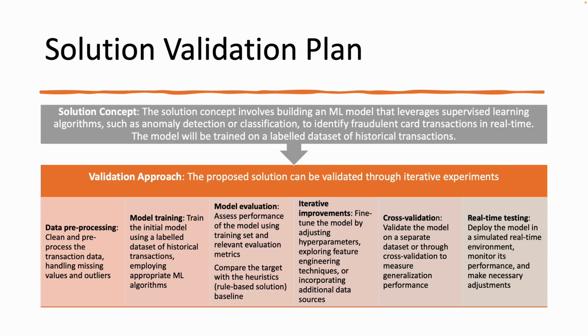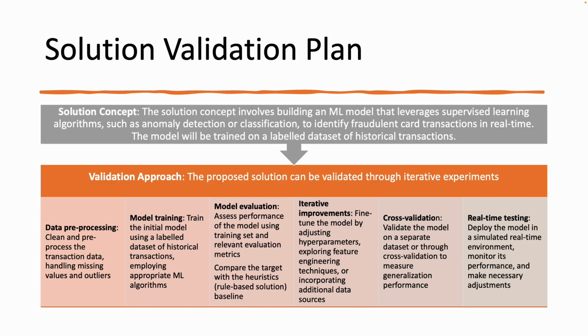We want to evaluate the model against the training set and the metrics we have set, for example MSE or R squared. And then we also want to compare the target of this model with the heuristics or the rule-based solution baseline. Very, very critical. And we want to then fine-tune the model by adjusting the hyperparameters, by feature engineering, or by incorporating additional data. And then run cross-validations to validate the model on a separate data set to measure the performance. And finally, the real-time testing. We'll deploy the model to see how the model is performing and make any necessary amendments and repeat the process.